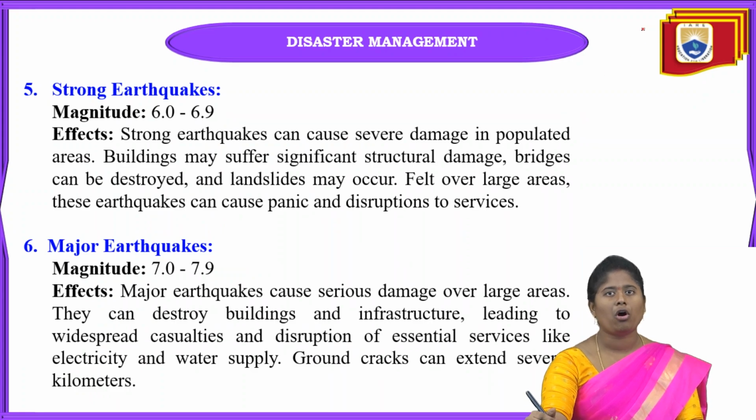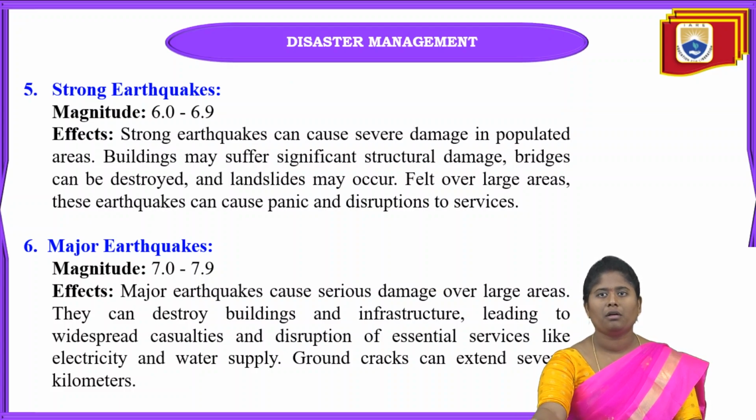Next one is strong earthquake. In this one, the magnitude is 6 to 6.9. The effect is severe damage, and we can see severe damage in populated areas. Why? Because in populated areas there will be so many buildings. When an earthquake of this magnitude occurs, there will be collapsing of buildings or structures.